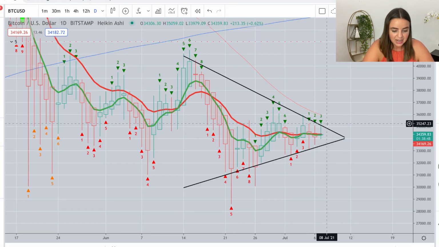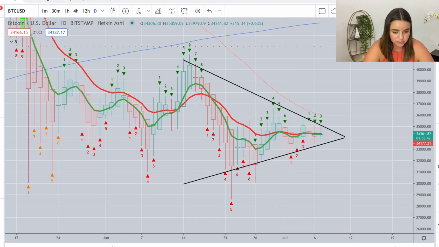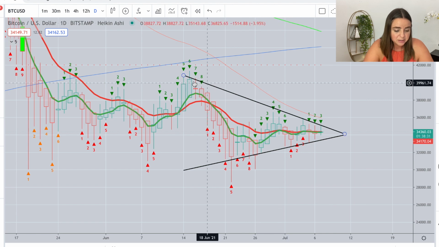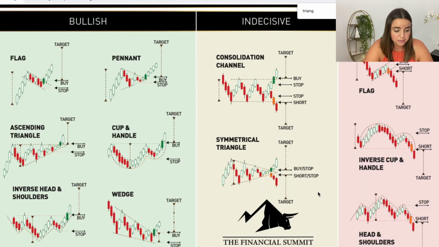I mean, I think that this 50 DMA is totally going to knock the shit out of Bitcoin, okay? And then we're going to see Bitcoin go down to the low $20,000. But at the same time, that's what everyone's kind of expecting, right? And Bitcoin typically does the opposite of what everyone's expecting. So to me, I think this looks more symmetrical than it does a pennant. And if that's the case, it's an indecisive formation.